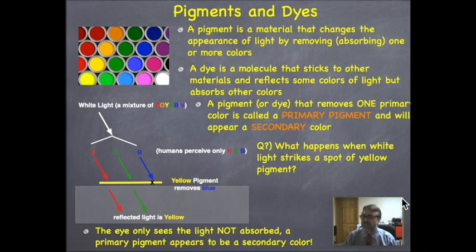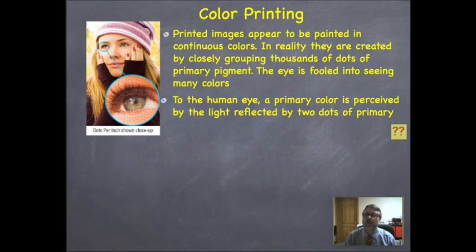All right, let's look a little bit at printing. Well, if I wanted to print a color picture, printed images appear to be painted in continuous colors, but in reality, they're made by grouping thousands of dots very close together of these pigments. So remember, the primary pigments are yellow, magenta, and cyan. So most printing actually only works with those three colors, and black dots as well to completely absorb the light. So to our human eye, a primary color is perceived by the light reflected by two dots of the primary.